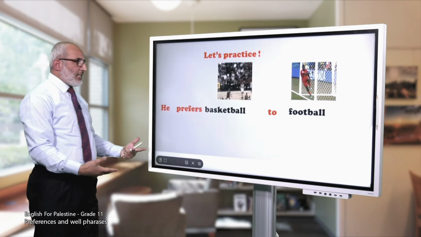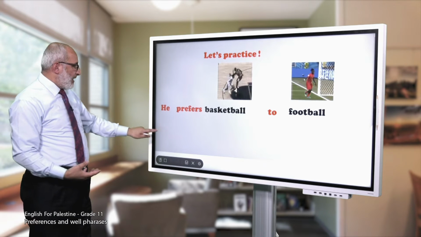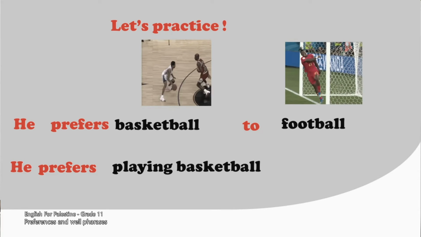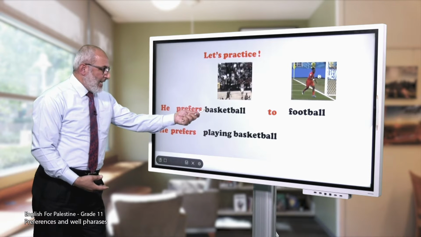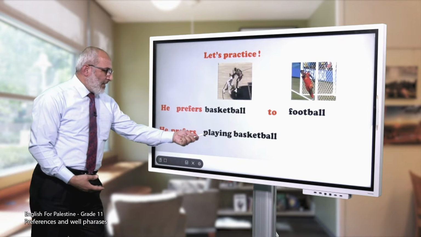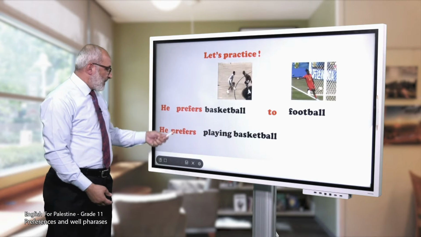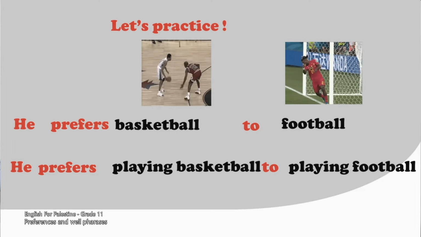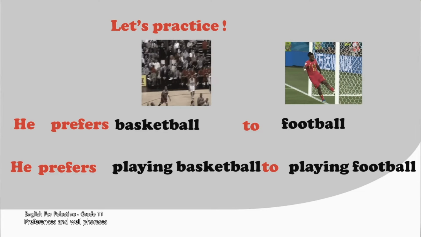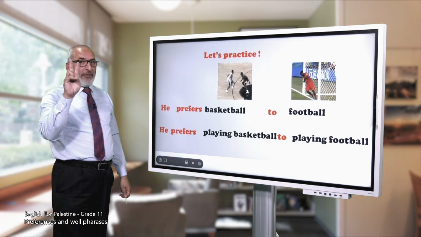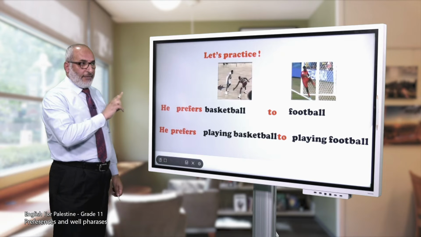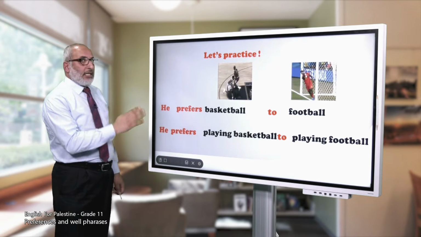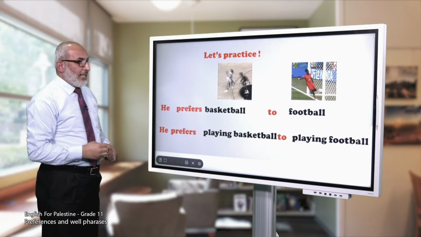Or we can use the second structure, the ing form after prefer. Look here. He prefers playing basketball. So notice the difference. Here we used just the noun, but here we use the ing form. He prefers playing basketball to playing football. Is it clear now? So these are the first two structures: prefer plus noun plus to plus noun, prefer plus ing form plus to plus ing form.